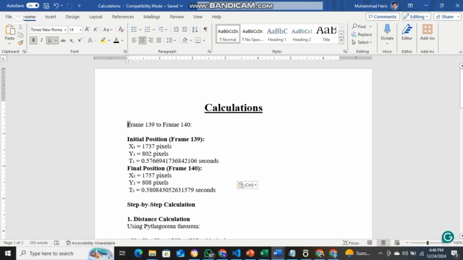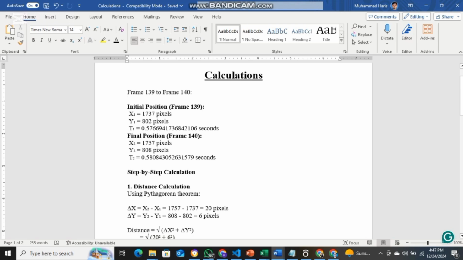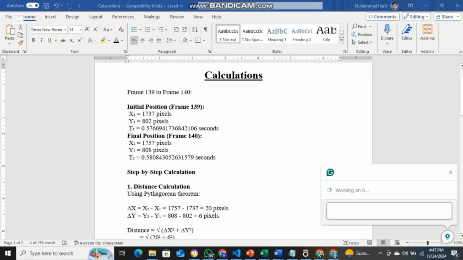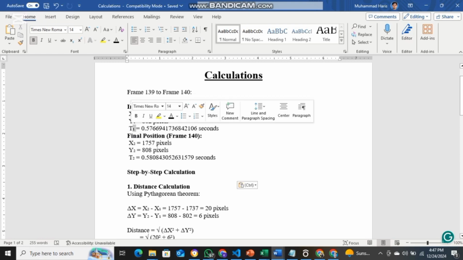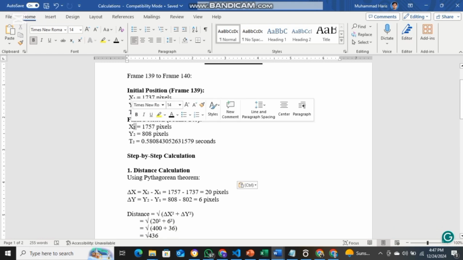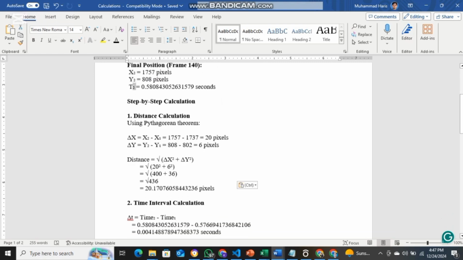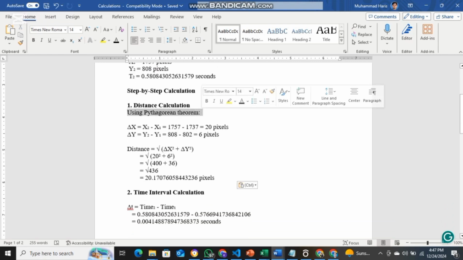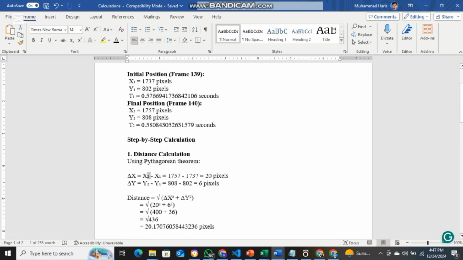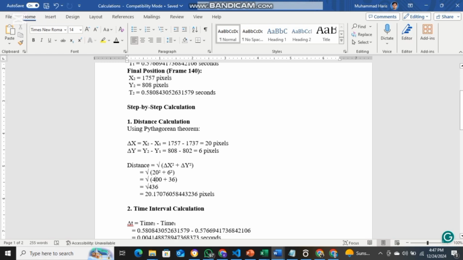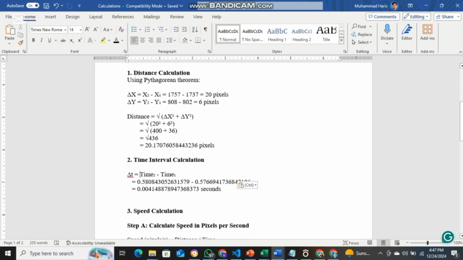So the higher speed is detected in frames 139 and 140. So 139 has x1 pixel point, y1 pixel point and t1 their time, and the same for frame 140: x2 pixel point, y2 pixel point and their time t2. For calculating the distance, we use the Pythagoras theorem, which is actually the square root of del x squared plus del y squared. So del x has been calculated as x2 minus x1, and del y as y2 minus y1.